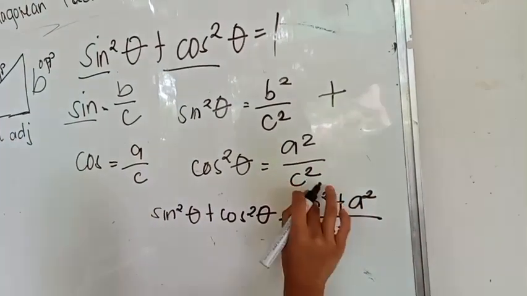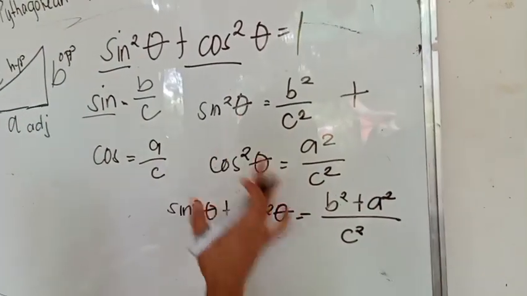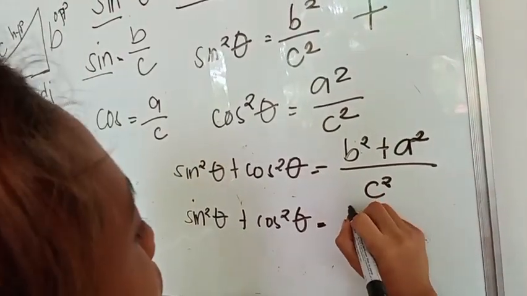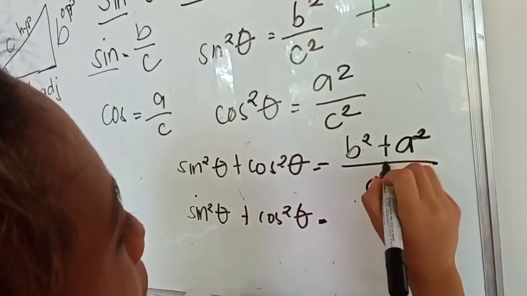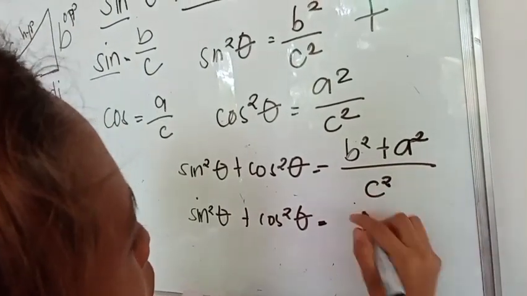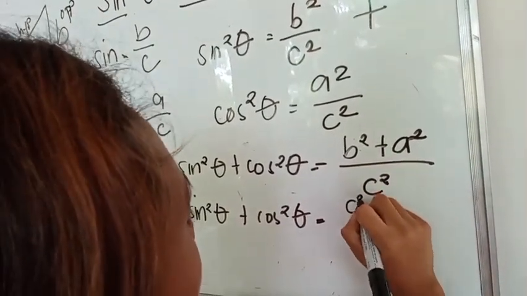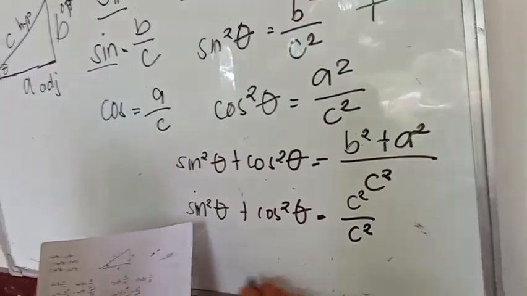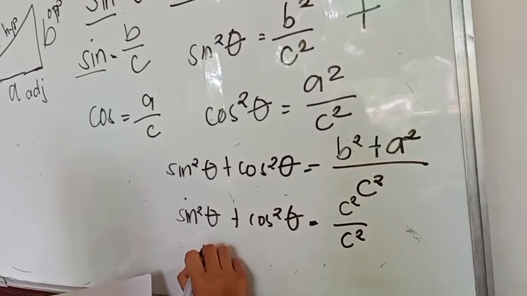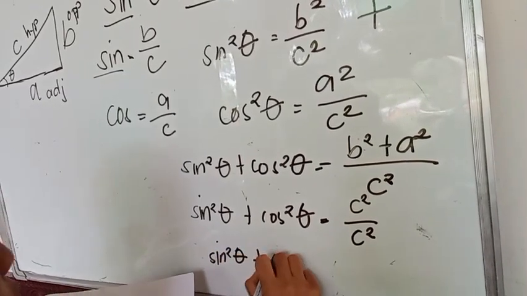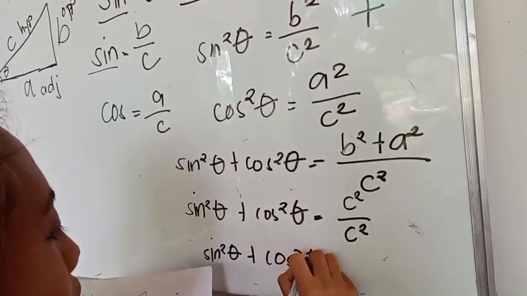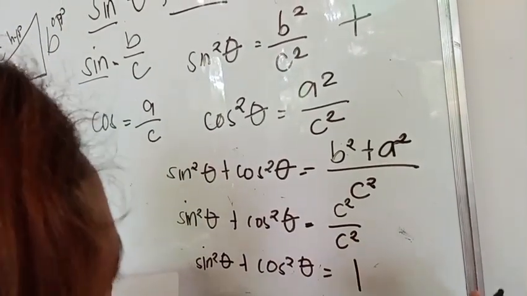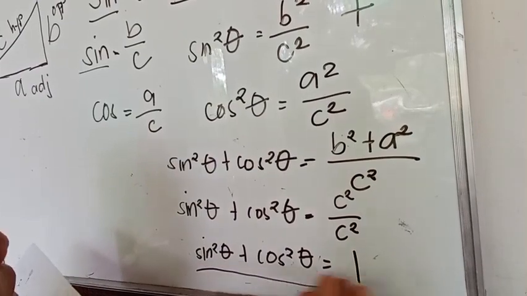We're going to copy the c squared because they are the same. We know that b squared plus a squared is equal to c squared, so we write c squared over c squared. Then sine squared theta plus cosine squared theta is equal to 1, because c squared divided by c squared is equal to 1. So this is it.